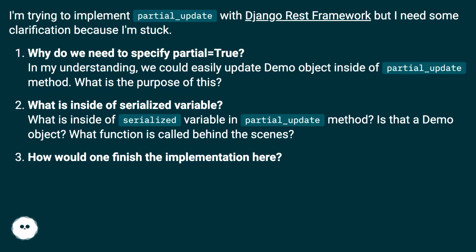What is inside of serialized variable? What is inside of serialized variable in partial_update method? Is that a demo object? What function is called behind the scenes? How would one finish the implementation here?